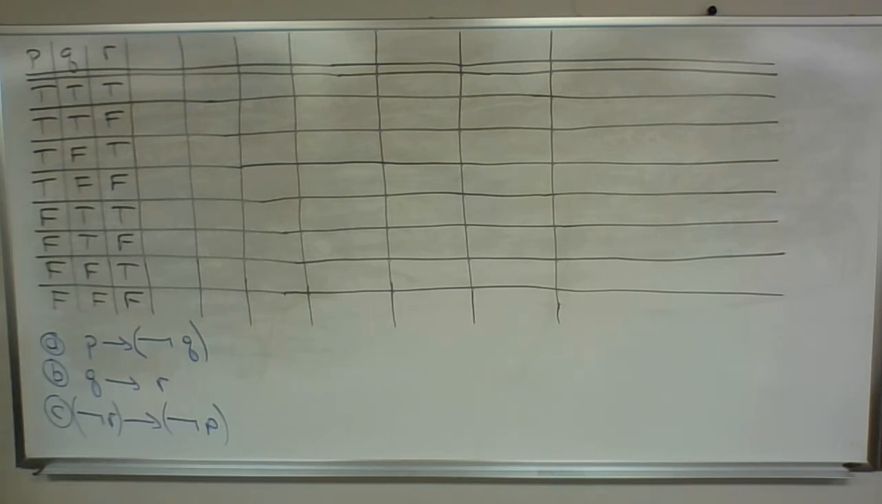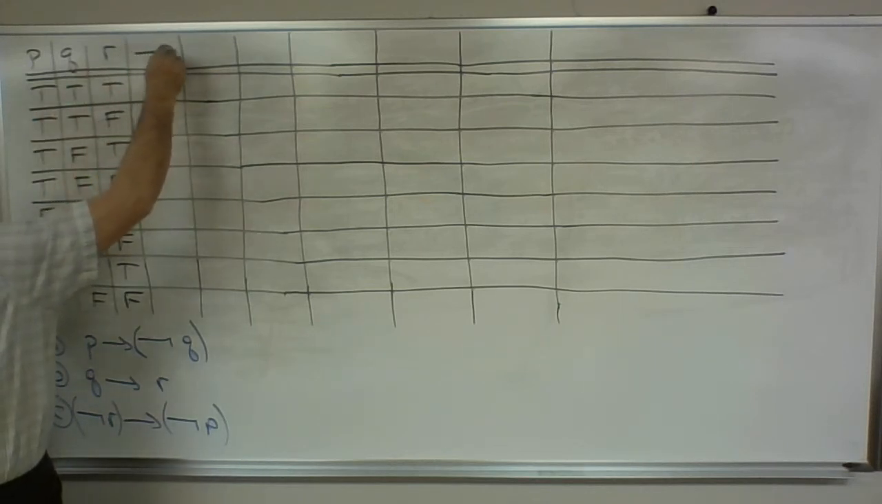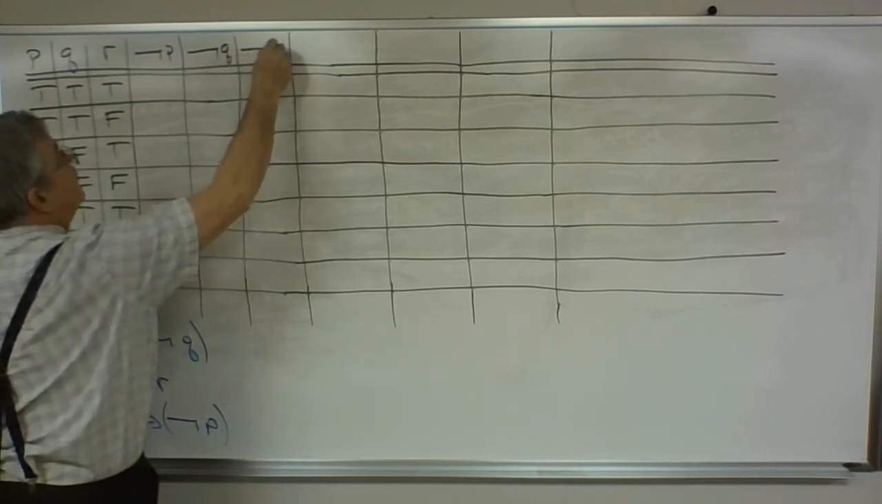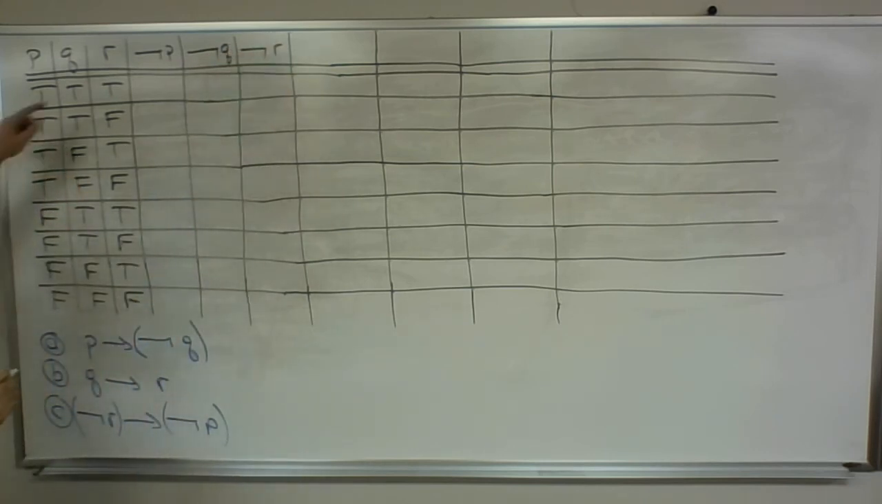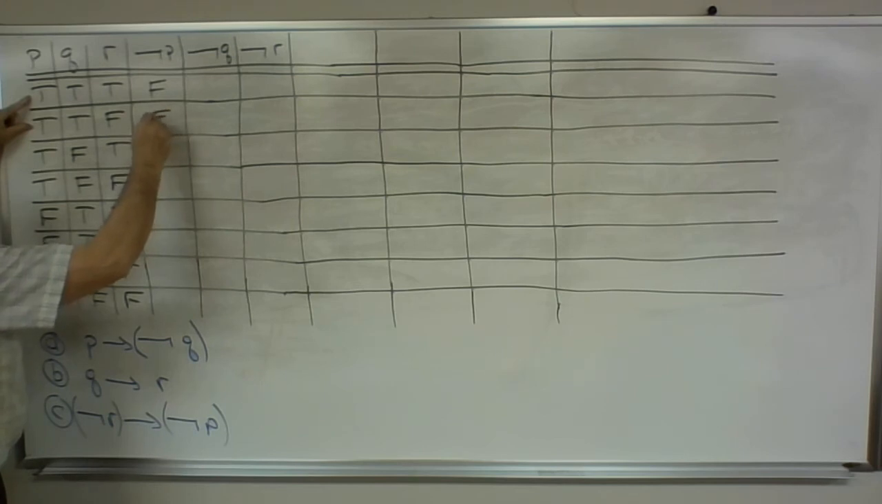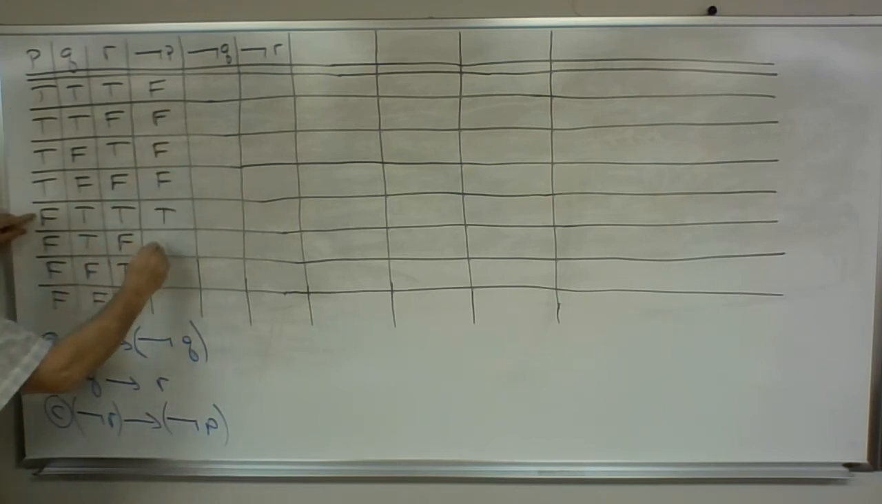Now let's see, what else do we need? In order to do this statement and this statement, we need the negation of P, Q, and R, so let's do that. Not P, not Q, not R. And for not P, we just change the truth values of P from true to false. And from false to true.